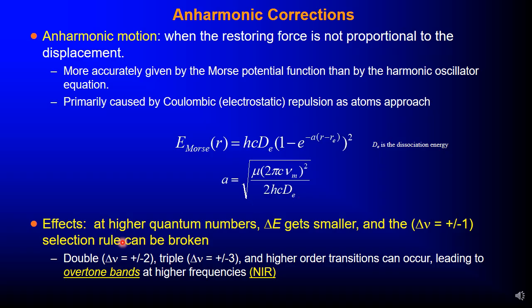So, effects at higher quantum numbers: the change in energy gets smaller, and the change in vibrational quantum number is either plus or minus 1. The selection rule can be broken. Those are just some of the things. As we will discuss later, in the absorption bands of IR you will realize that there are some things called overtone bands at higher frequencies than the fundamental IR bands. Those are due to what we have discussed.